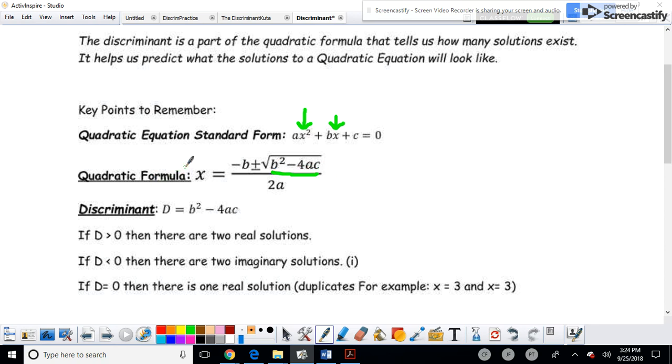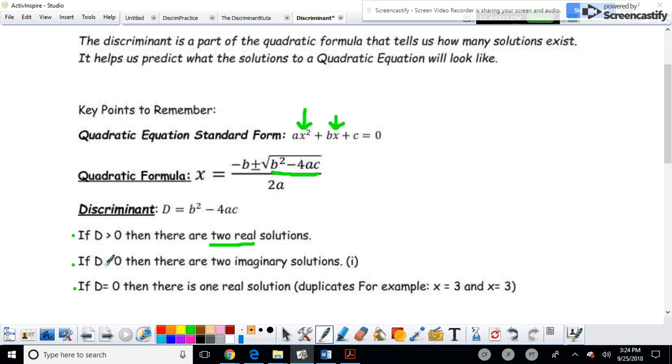The quadratic formula is actually how we find the solutions. The discriminant is the part of it that helps us predict what the solution will be. So all you do is substitute into that, and you go by these three guidelines right here. If your discriminant is greater than 0, then there are two real solutions. I don't know what those solutions are yet because I haven't solved it. I'm just making my prediction. I don't know what the solutions are, but I know it's two of them, and they're real numbers.